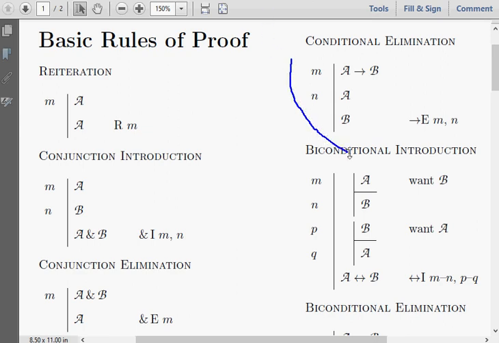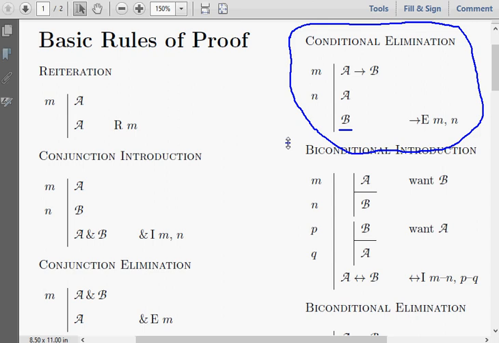This is basically what we call modus ponens, but in this system we call it the conditional elimination rule. Okay? That third line down, B there, that's the conclusion of the rule. So this rule allows you to write down that conclusion if you have two premises. These are labeled M and N.